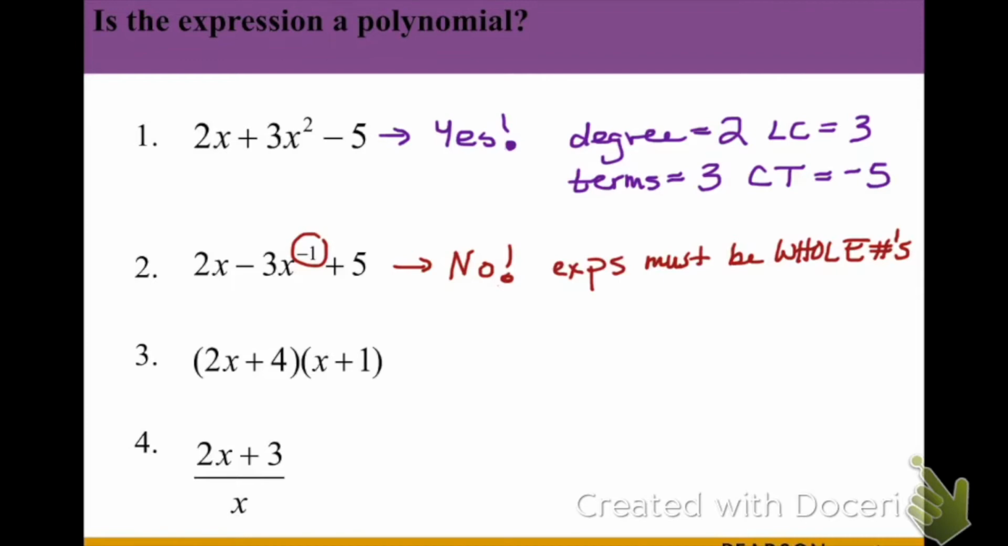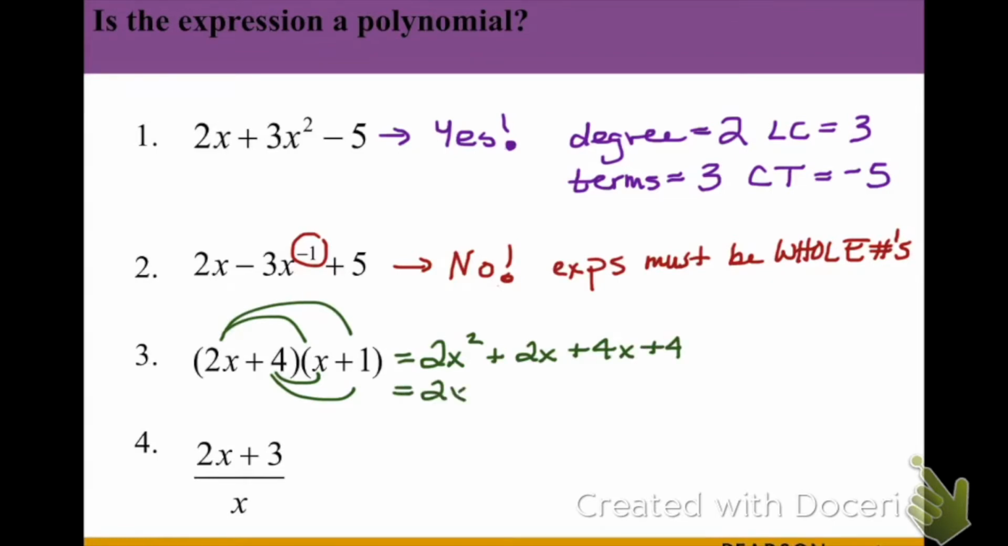If we look at number 3, if we were actually to go ahead and do our distribution here, we would get 2x squared plus 2x plus 4x plus 4. And if we combine those like terms, we get 2x squared plus 6x plus 4. And notice this would be a polynomial written in standard form. In this case, giving us, yes, that it is a polynomial.